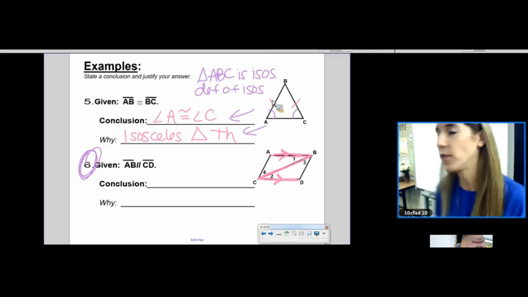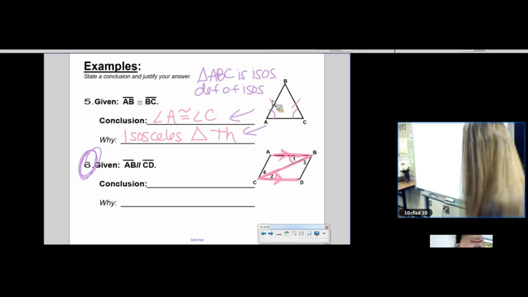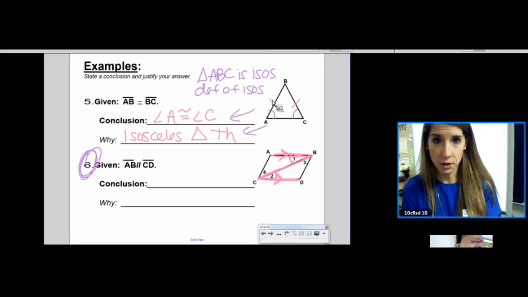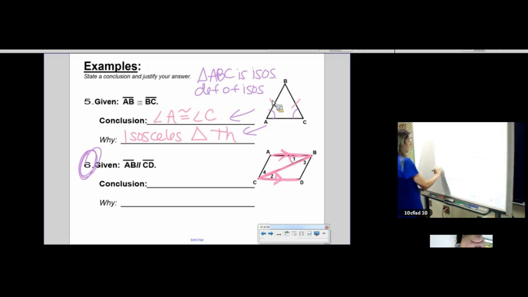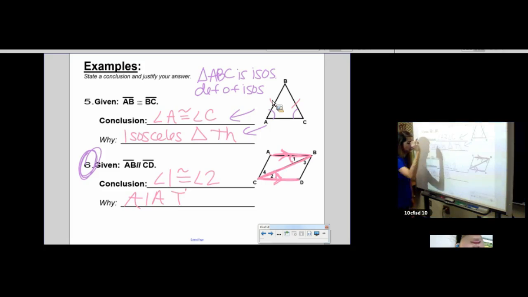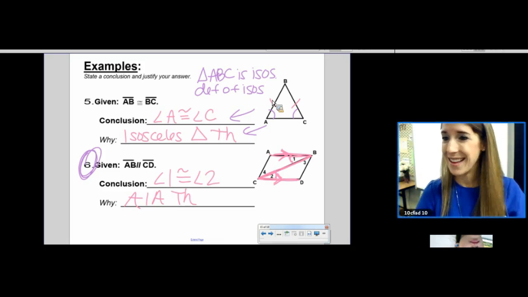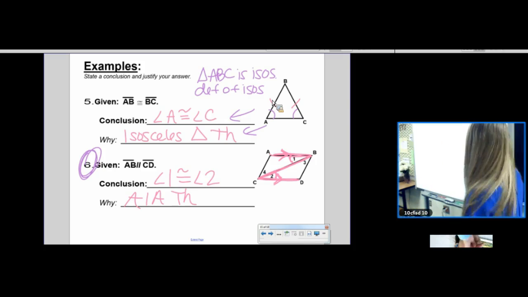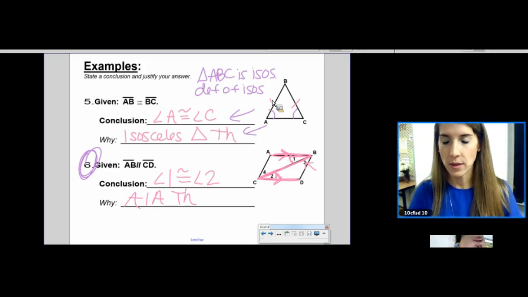It's not 3 and 4. The ones touching the sides of the Z, those are my alternate interior angles. So what can I conclude? Angle 1 is congruent to angle 2. What is my reason? Alternate interior angle theorem. How are we doing? Is that okay that it's not 3 and 4? See how 3 is outside of the letter Z? It's not even in my letter Z. So don't pick the wrong ones.